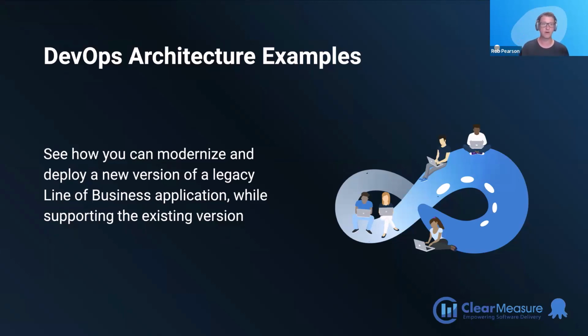I'm going to focus on a specific project. I'm going to focus in the CD space using Octopus Deploy. But again, a lot of the principles that I'll show are applicable to other tools that you can take away and apply now. We want to see how we can modernize and deploy the new version of a legacy line of business application while trying to modernize it. And so we have the old and new happening concurrently and how we can manage that.